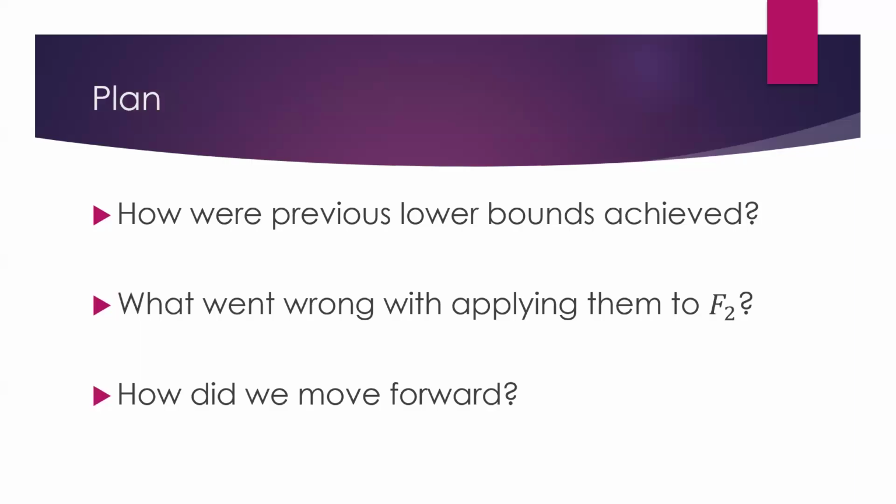Okay, so what is the plan for the rest of the talk? The plan is to say something about our previous lower bounds achieved. What are the tools that are used to get those streaming lower bounds? Then what went wrong with getting a tight lower bound for F2? And finally, we will give some high-level details of what did we do to break out of those barriers from before. What did we do differently?